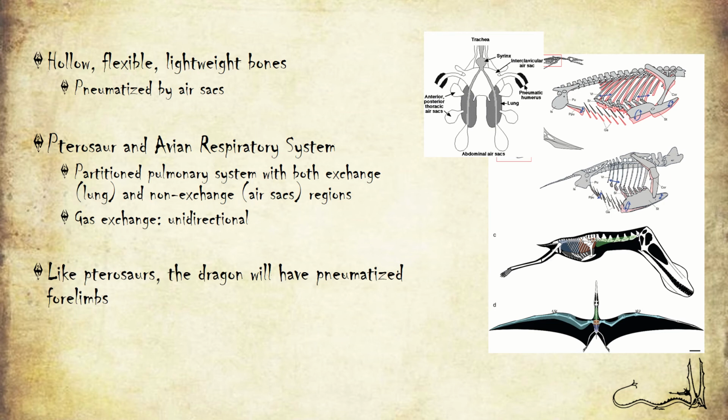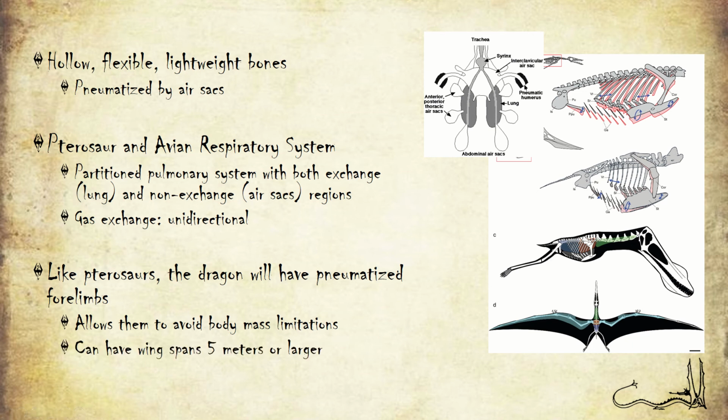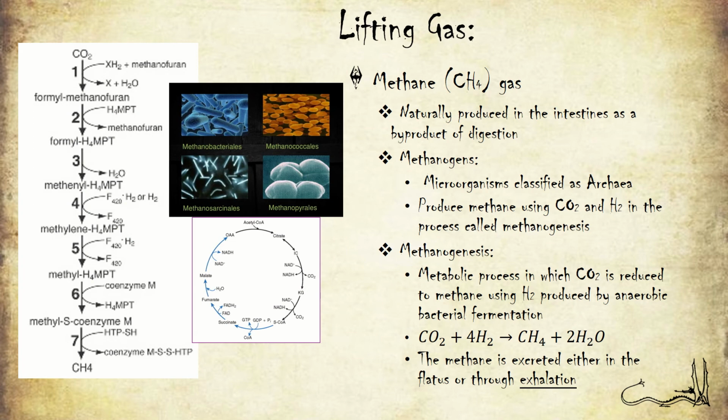And so, like pterosaurs, the dragon would have pneumatized forelimbs, as you can see right here, meaning that there are air sacs in the forelimbs. And this allows them to avoid body mass limitations and allows them to have wingspans up to 5 meters or larger. So this means that our dragon or our wyvern can get very big. So it would need something else to help it fly. Wings and pneumatized bones aren't going to cut it. It's going to need, like a hot air balloon, a lifting gas.